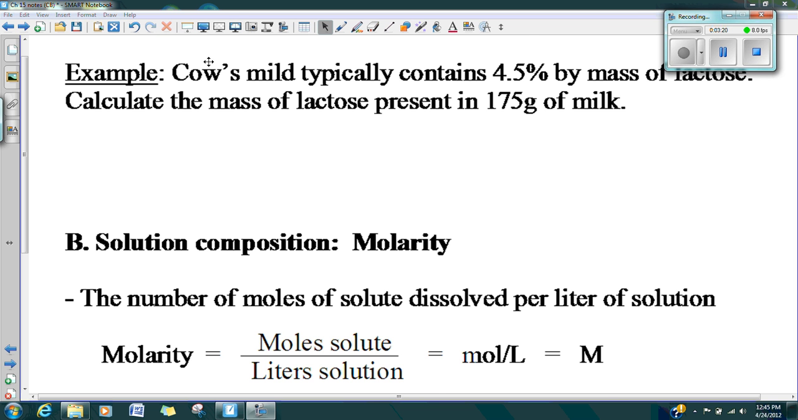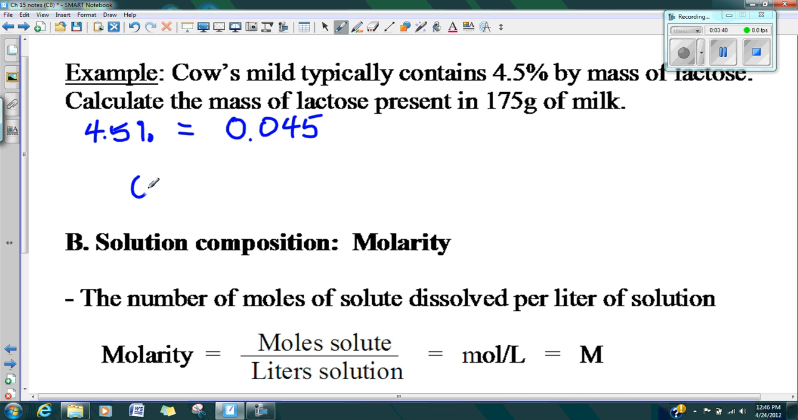So the first thing that I need to do is I need to make sure that I am putting my percent, my 4.5%, into a decimal form so I can use it in my calculation. You guys should recognize percent is divided by 100, part of the whole. So I'm just going to move my decimal point over 2 places, so it's 0.045. So I know that my percent is equal to 0.045 is equal to the grams of the solute over the grams of solution. So here I want to calculate my grams of the solute. I want to calculate the lactose that's present in milk.